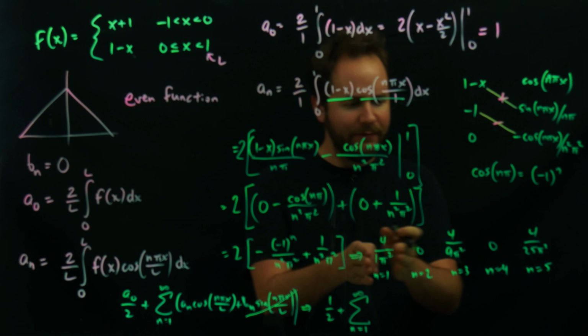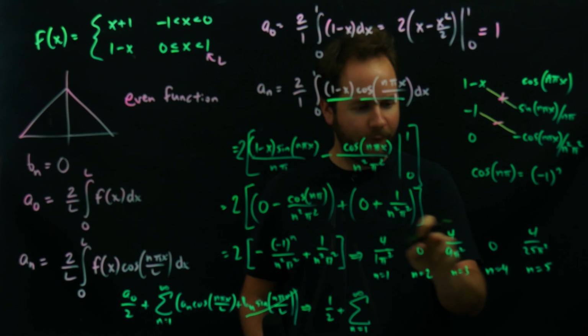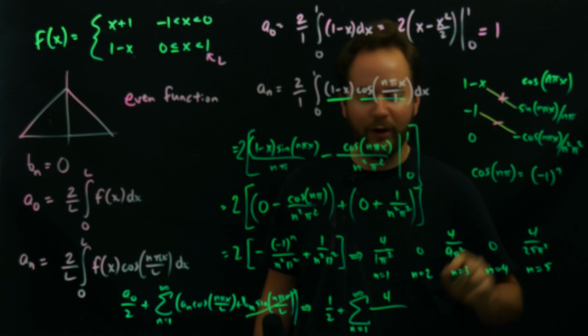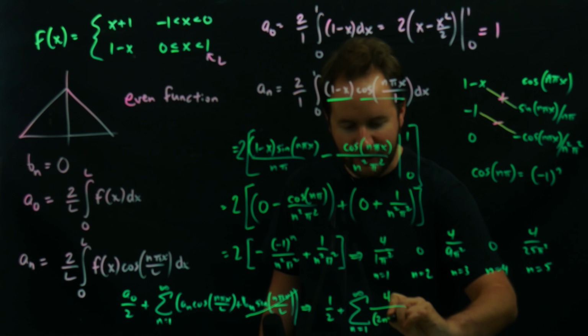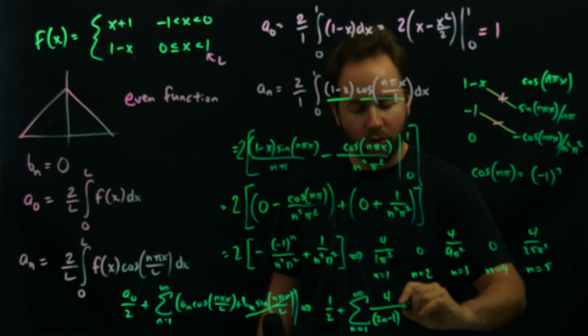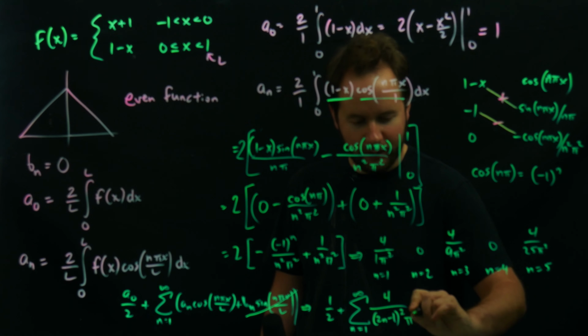A sub n I found to be this magical form here. I've got 4 always in the numerator. I've got 1, 9, 25. Those are my odd numbers. Odd numbers are represented by 2n minus 1, and these are the odd numbers squared. I also have a pi squared down below.